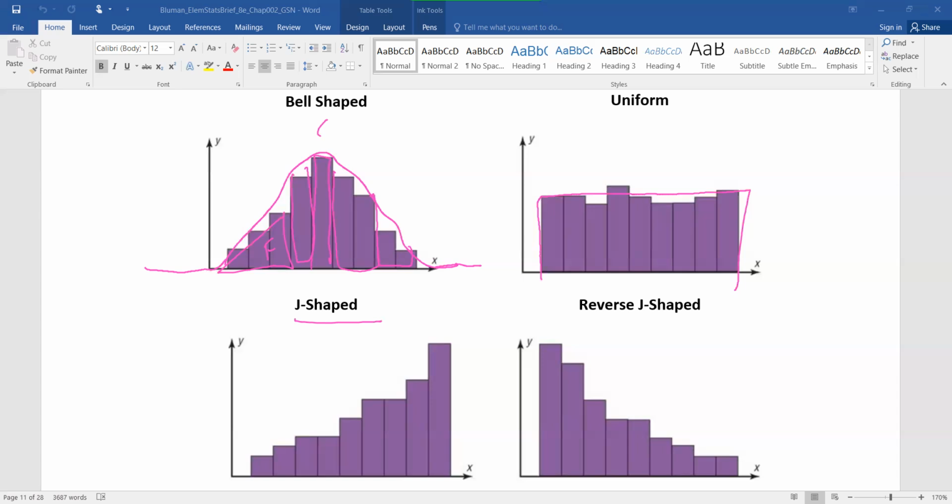J-shaped. That's what I was thinking. Well, no, because a J's made like this. So this would be a J shape. This should have been called L shaped, but instead we're going to call it reverse J shape, also known as an L.